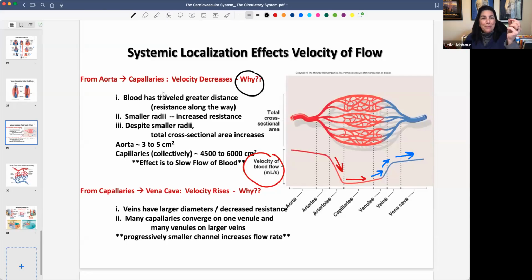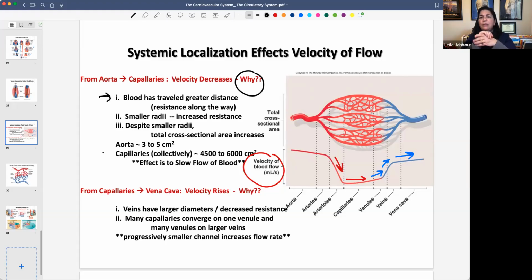So how can it drop? It drops because the diameter of the vessels are decreasing. So the blood has traveled a really great distance at that point. So let's imagine this is a capillary bed in your foot. But we're talking about velocity right out of the aorta, and then by the time it gets to your foot, okay, velocity decreased just because we're far away. So that's the first point here.